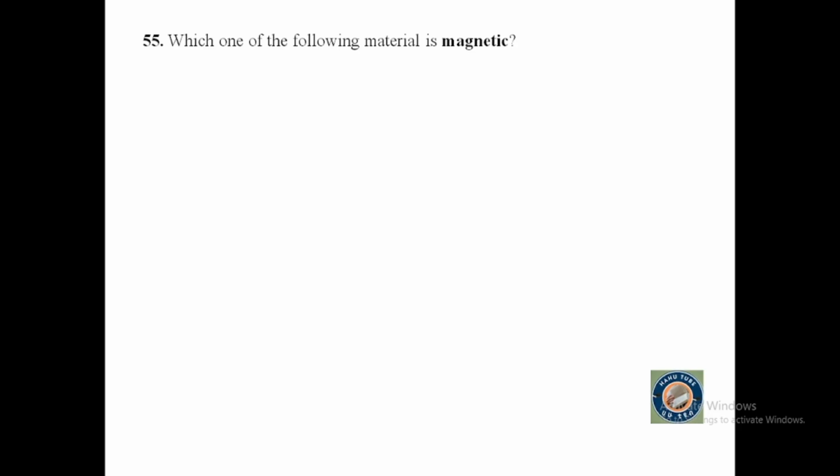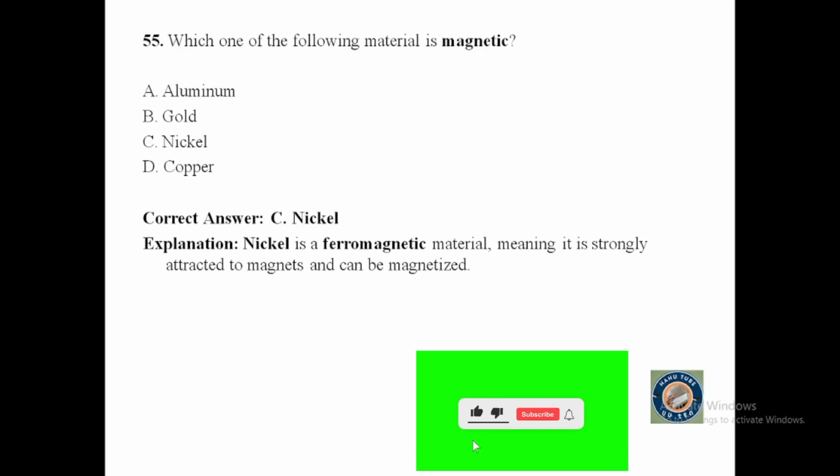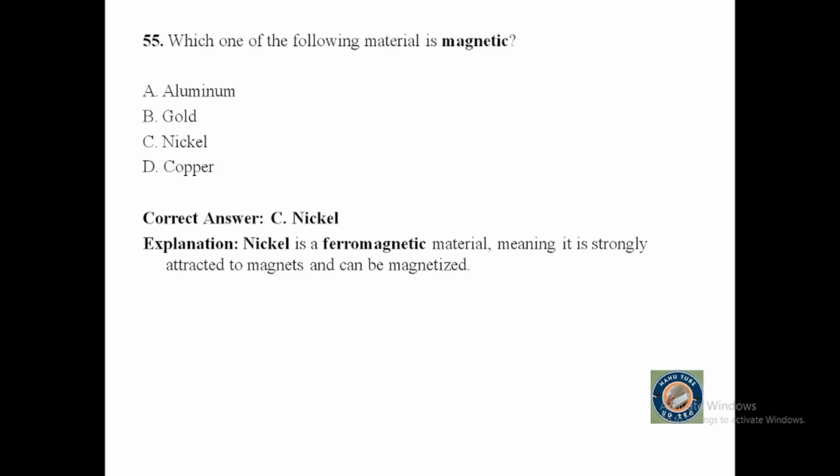Question number 55. Which of the following material is magnetic? A. Aluminum, B. Gold, C. Nickel, D. Copper. The answer is nickel, because nickel is a ferromagnetic material, meaning it is strongly attracted to magnets and can be magnetized.